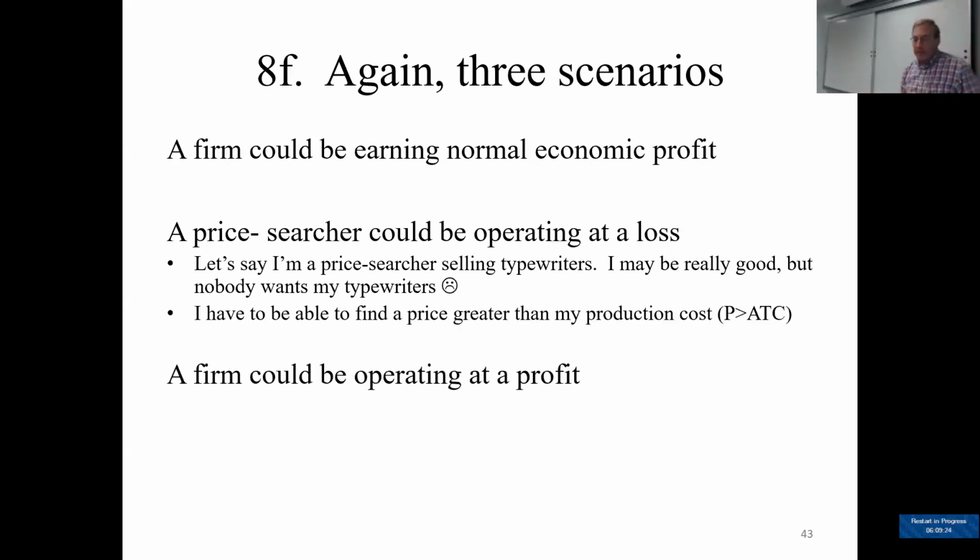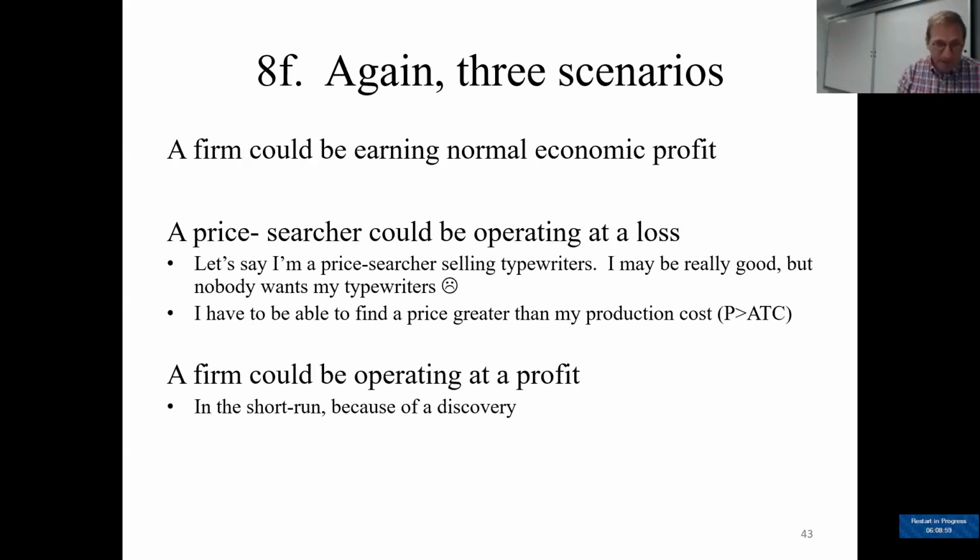Third possibility, a firm could be operating at a profit. Apple for 2 years. If you are able to keep out the competition, maybe because you discovered, and Daryl, this was your example, initially, if you invent something new, you've got a discovery, you're the only one making it, you can make an economic profit. You can earn more on your resources than they could be earning somewhere else.